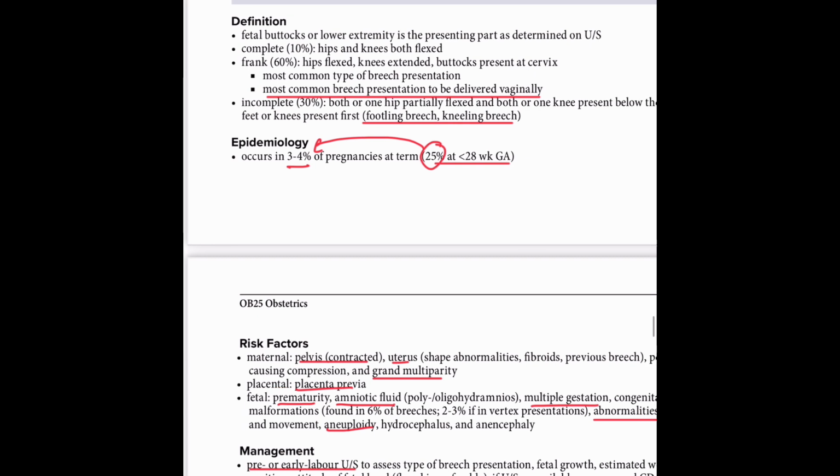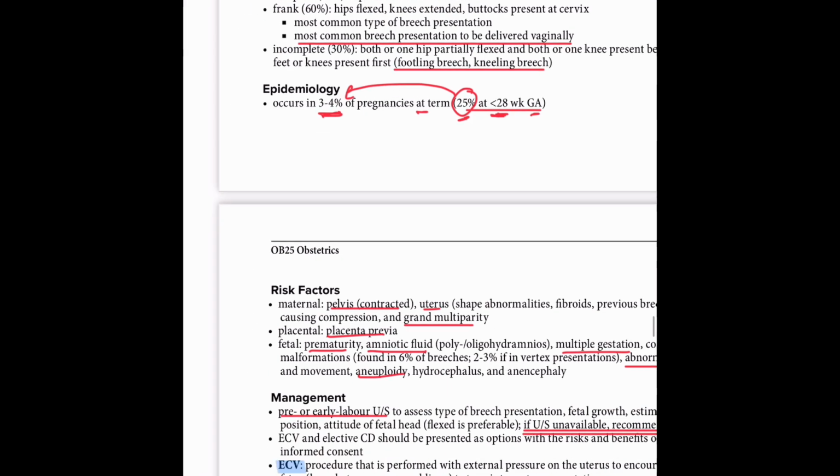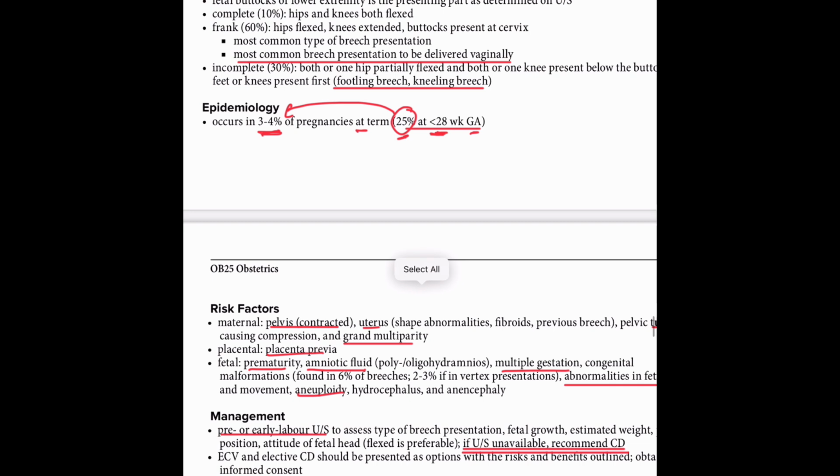And in epidemiology, there was an interesting thing that 25% at less than 28 weeks gestation present with breech presentation, but at term it's just 3 to 4%. So what happens to the rest of the 21 to 22%? What happens is they present at less than 28 weeks, meaning in the second trimester they do present, but by term in the third trimester their presentation becomes all right, they become vertex. So they tend to move and they tend to get back to the vertex in the third trimester, right?